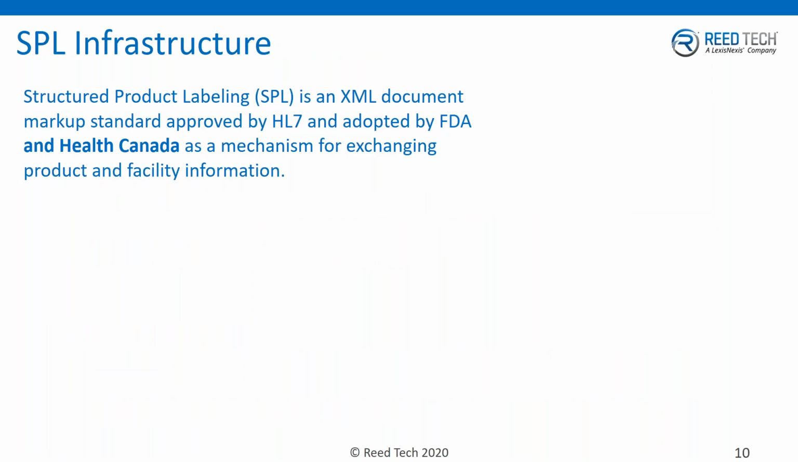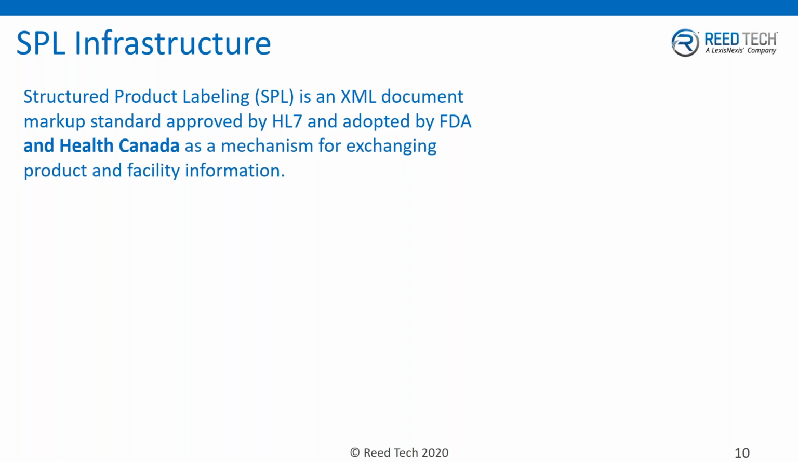There is a very broad use of XML, and SPL, structured product labeling, is a very small set of all XML that is available in industry. Structured product labeling refers to the standard that Health Level 7 has put together, a set of rules and regulations called a schema. And that particular schema was adopted very early by the FDA back in the 2005 timeframe to transfer data about drug products and facilities.